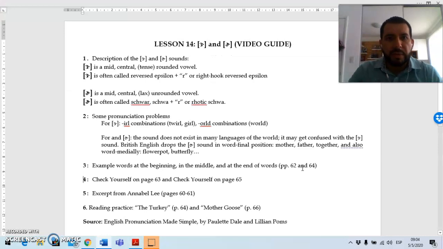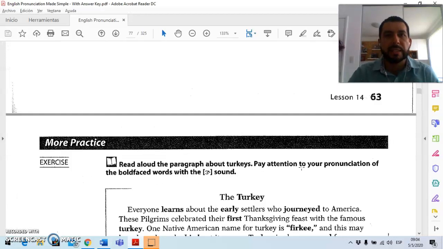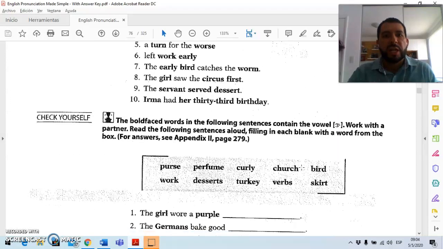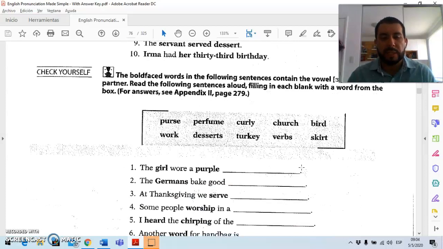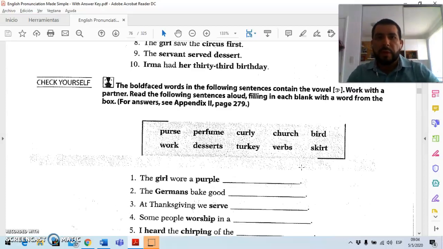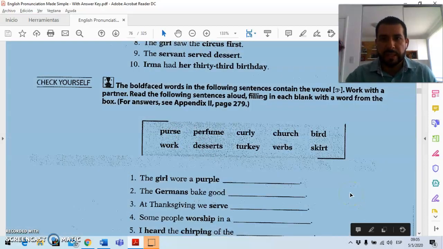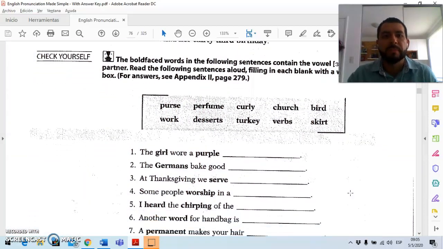The next step in this video is to show you a little bit about the check yourself exercises on pages 63 and 65. This one, on page 63, what you're going to do is look at the sentences and work. If we were in a classroom, you would work with a partner, not anymore. So you complete the sentences with the words on top. For example, the girl wore a purple what? You choose the word that makes sense grammatically and semantically to you. Semantically means in terms of meaning.